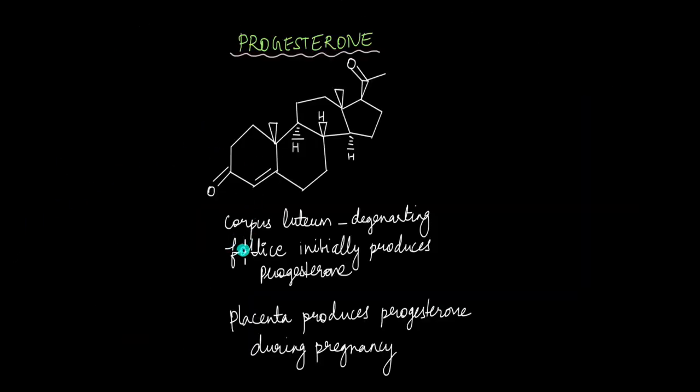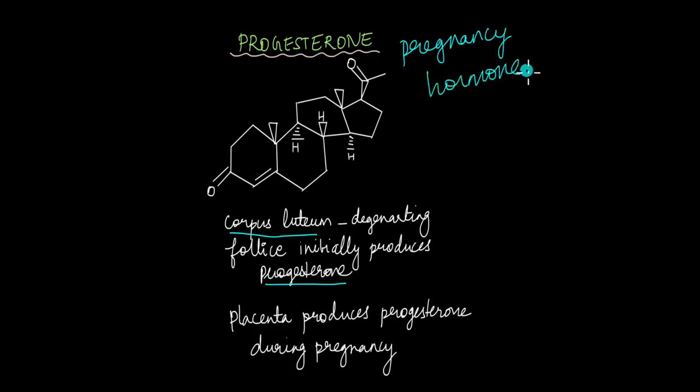Like I mentioned, progesterone is also produced by the ovarian follicle, but not when it is mature or when it is developing. After the oocyte is released during ovulation, the ovarian follicle begins to degenerate and it is known as the corpus luteum, and it is this degenerating corpus luteum that initially produces progesterone. But if pregnancy occurs in the woman, then the placenta, once it forms, begins to produce progesterone during pregnancy, and progesterone is extremely important for the maintenance of pregnancy, which is why it is known as the pregnancy hormone.